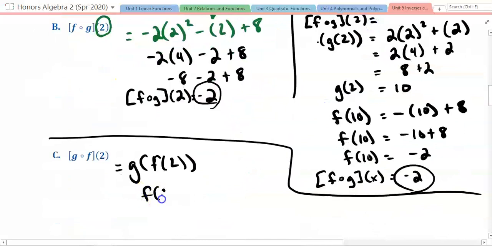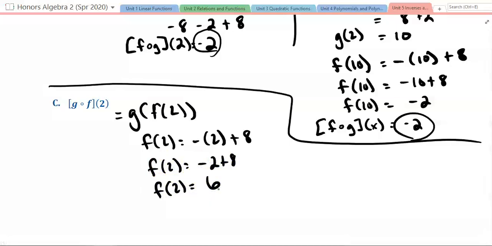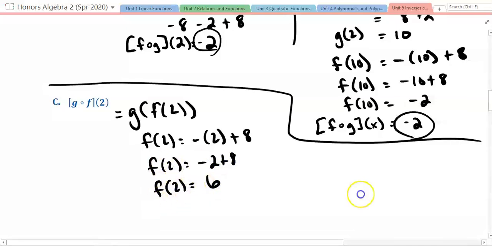And so f of 2 is equal to negative x, that's the negative 2, plus the 8. And so f of 2 is equal to negative 2 plus 8. And you're probably being like, why are you doing separate steps here? I'm making sure that I'm explaining everything really clear, because I want y'all to get this. So f of 2 is equal to 6.